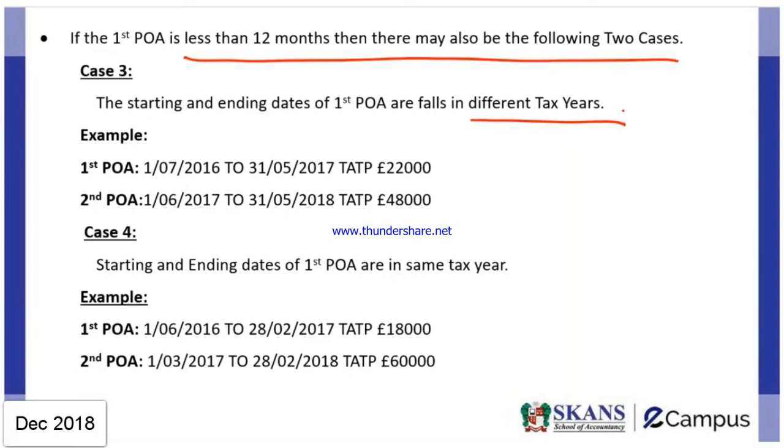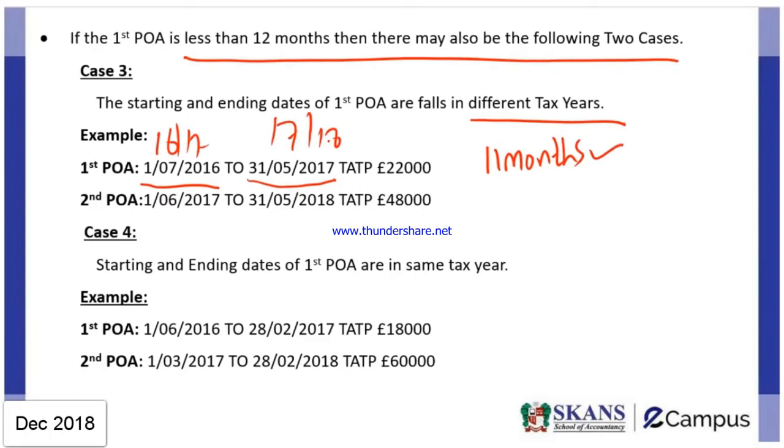Now, in front of you, the example is quoted that the business started on 1st July 2016 and the trader decided to prepare accounts on every 31st May and decided to make the first period of account from July to May, which is for 11 months. So the first period of account is less than 12 months and the starting date is in tax year 16/17 and the ending date is in 17/18. So this satisfies that it is case 3.